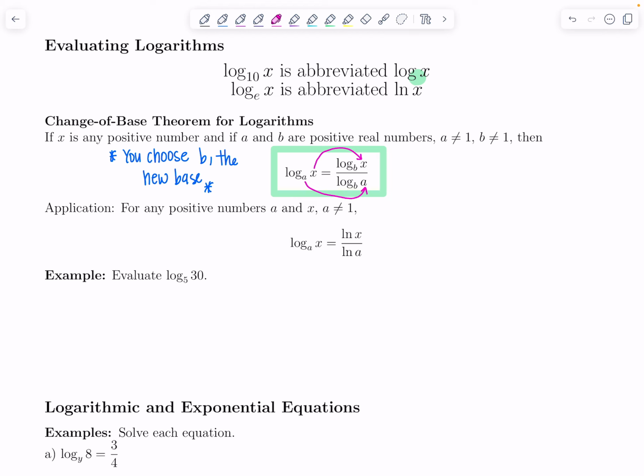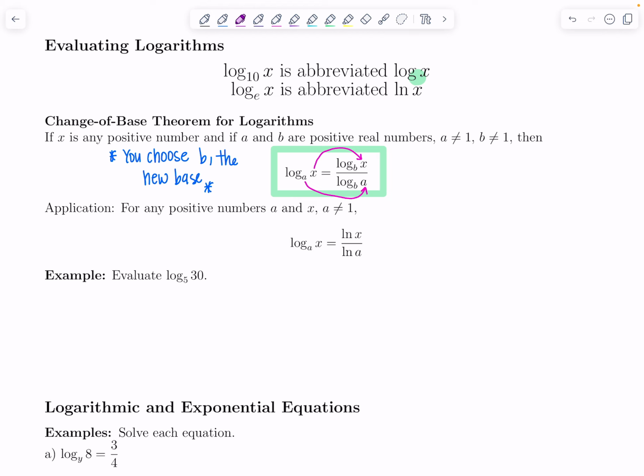And the application is that if you have positive numbers a and x, and a is different from 1, and say you have log base a of x, we can change it to a natural log and write it as natural log of x. See how the x went to the numerator, over natural log of a. And what was b? What was the new base? It's e. Remember, log base e, we abbreviate ln. So anytime you see ln, think, oh, that's log base e.